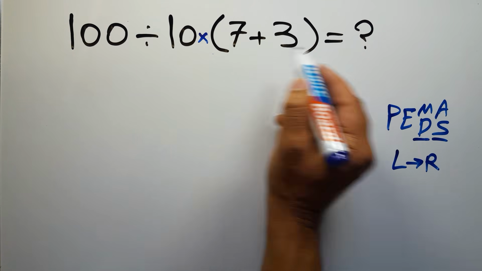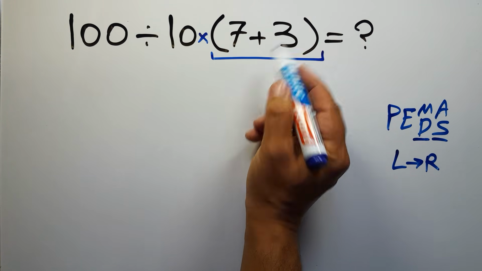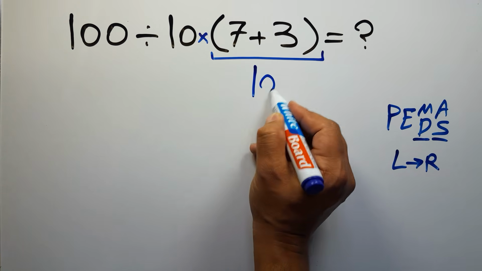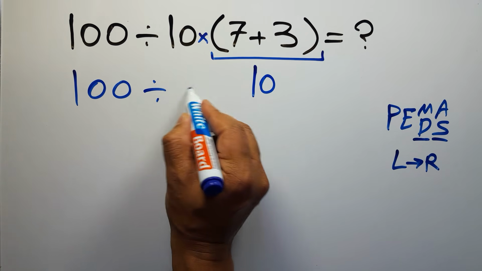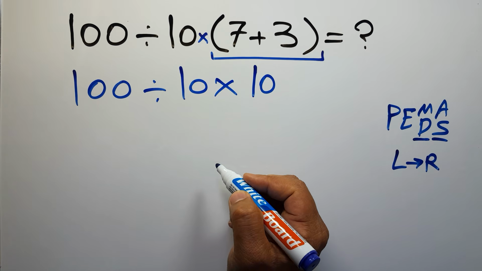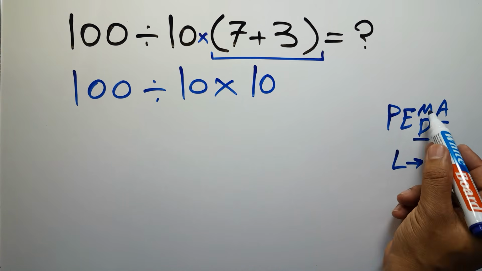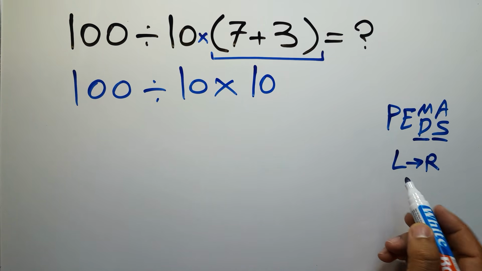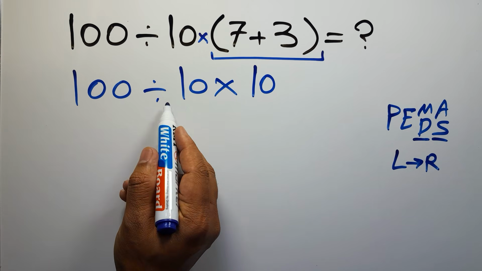So first we have to do this parentheses. Inside this parentheses we have 7 plus 3, which equals 10. So we have 100 divided by 10, then times 10. Now we have one division and one multiplication. As I said, multiplication and division have equal priority and we have to work from left to right. So here, first we have to do this division.